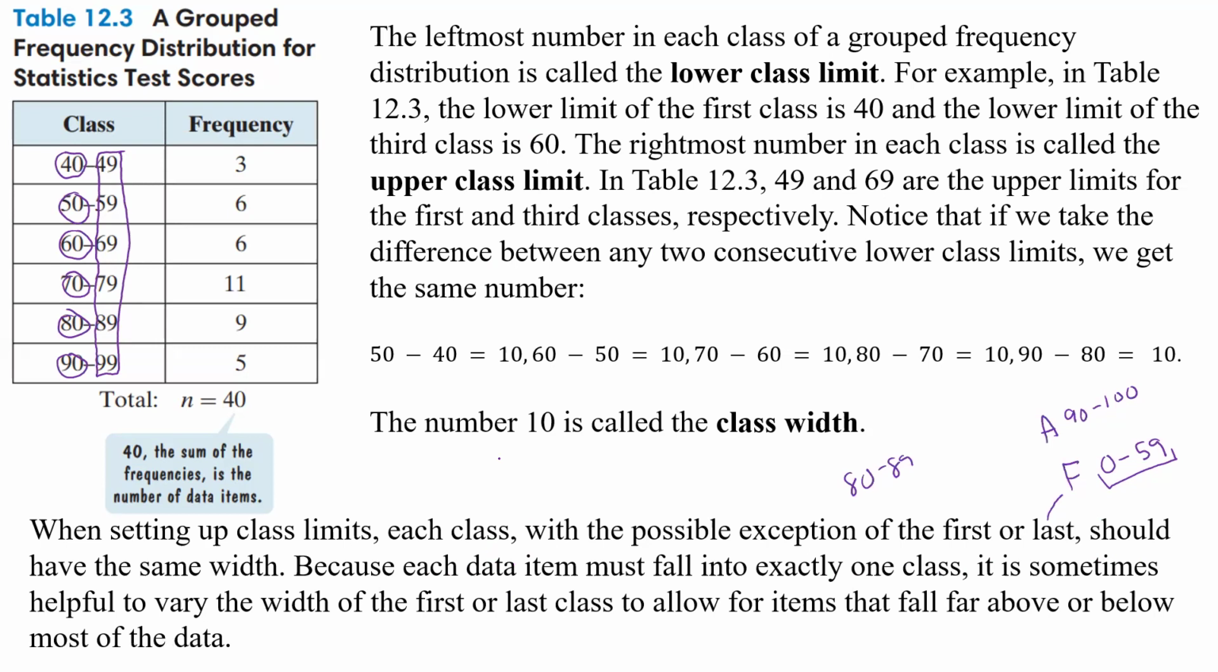And because each data item must fall into exactly one class, it's sometimes helpful to vary the width of the first or last class. And that's why we have different things here, and that's why it's that way.